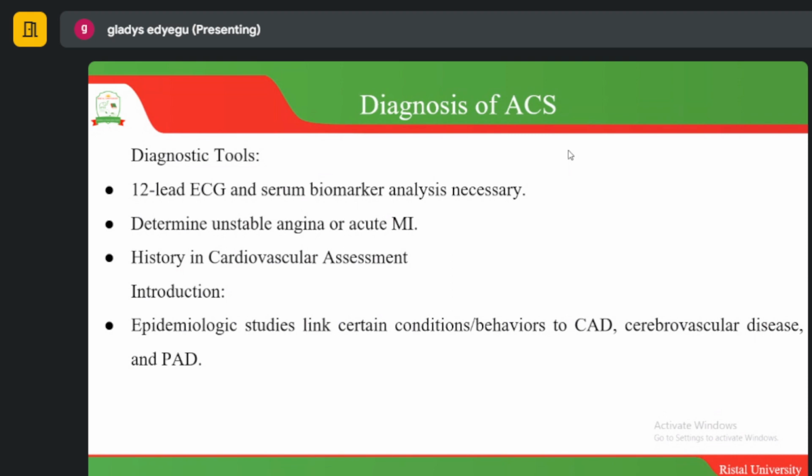Then history in cardiovascular assessment. The histories are very important because they can lead us to the diagnosis. So when these patients come, we are supposed to carry out a comprehensive history. And I remember when we talked about the health assessment, we said we have to take both the objective and the subjective data. When you get this data, we can interpret and come up with the real condition or the diagnosis, and that's when you shall be able to manage. So history in cardiovascular assessment is very important.